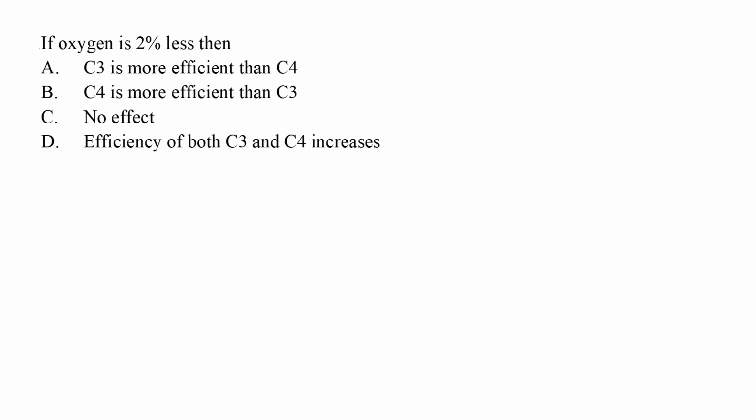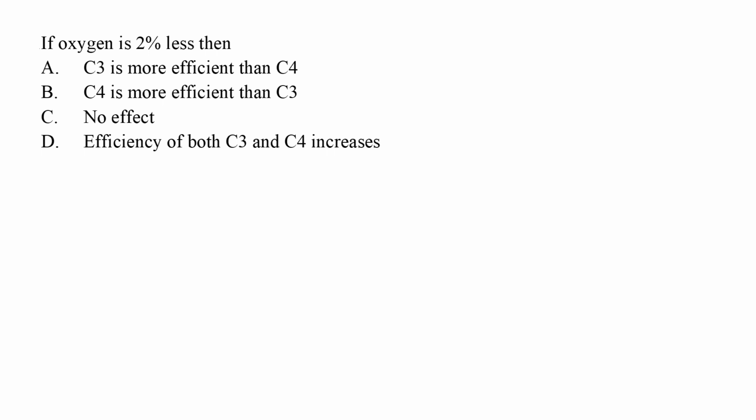If oxygen is 2% less, then A. C3 is more efficient than C4, B. C4 is more efficient than C3, C. No effect, or D. Efficiency of both C3 and C4 increases. If the percentage of oxygen in the air is reduced, rubisco will function as a carboxylase.